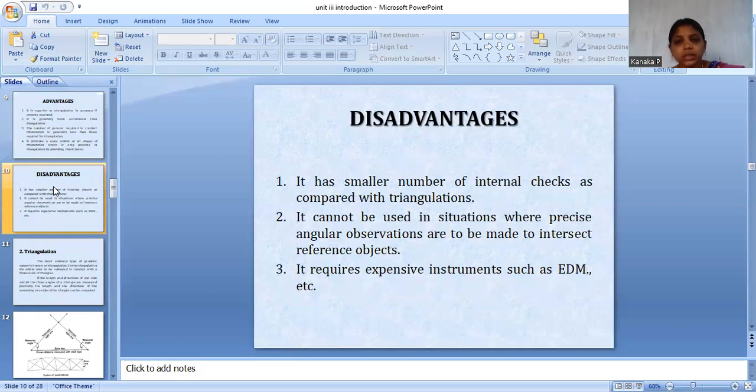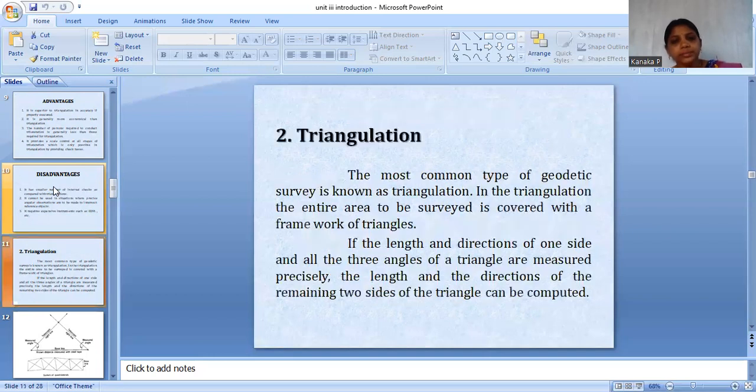So the disadvantages of trilateration. First, the number of internal checks is smaller compared with triangulation. Second, it cannot be used in situations where previous angular observations are to be made to the reference objects. Third, it needs expensive instruments such as EDM. And then the next one is triangulation.